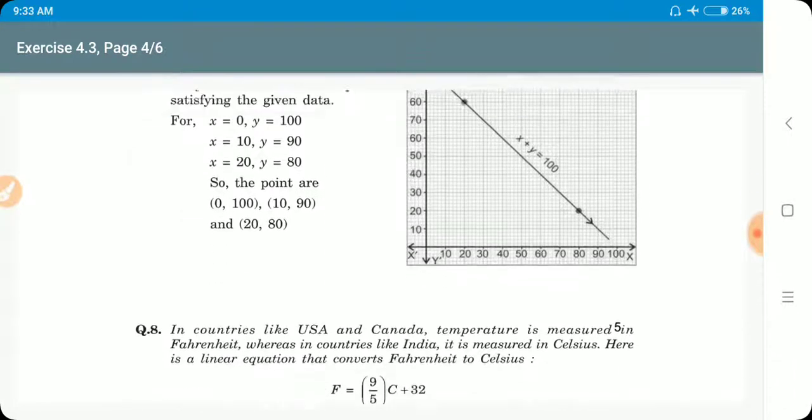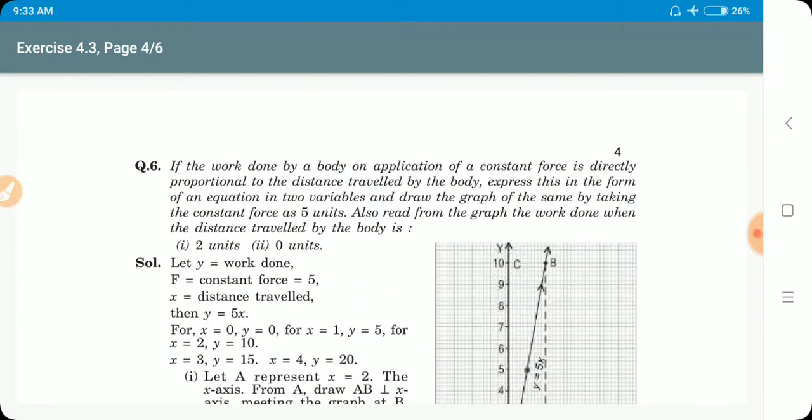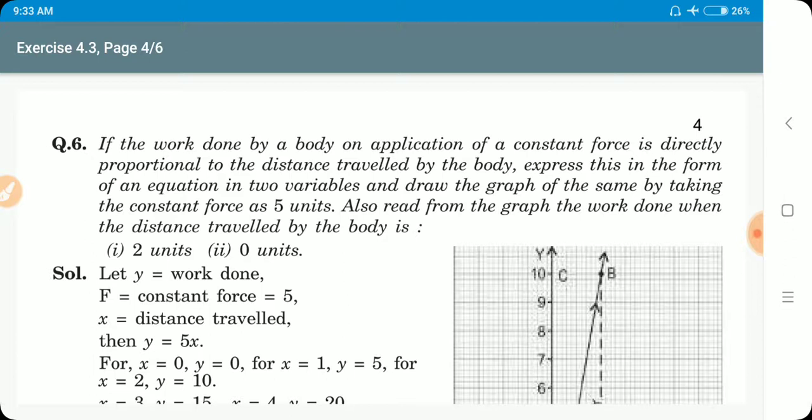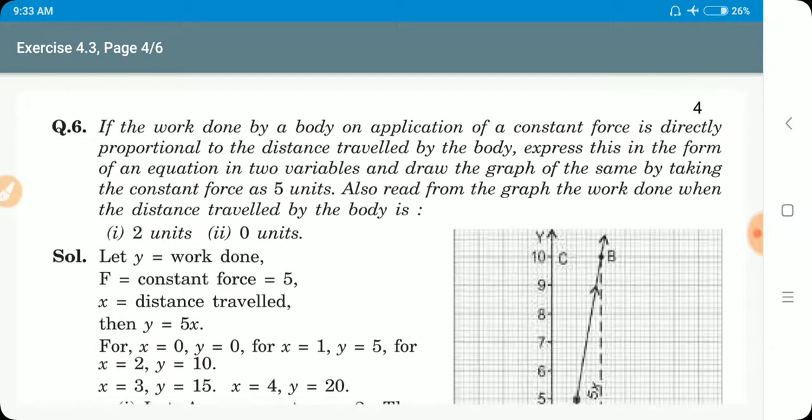Now, the sixth sum. What is the sixth sum saying? If the work done by a body on application of constant force is directly proportional to the distance traveled by the body, express this in the form of an equation in two variables and draw the graph of the same by taking the constant force as 5 units. Also read from the graph the work done when the distance traveled by the body is 2 units and 0 units.